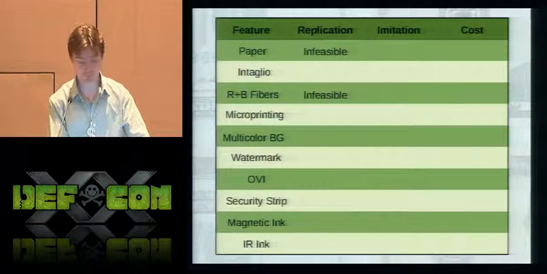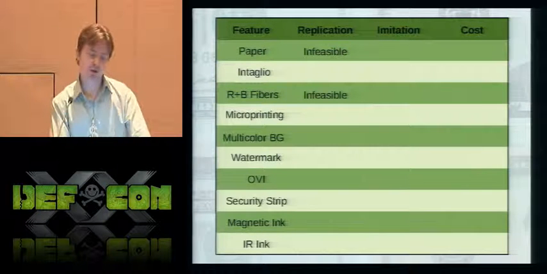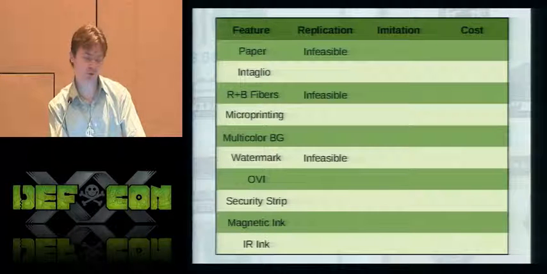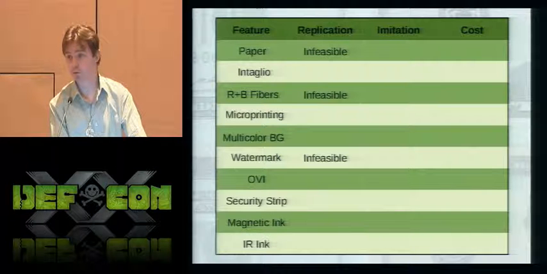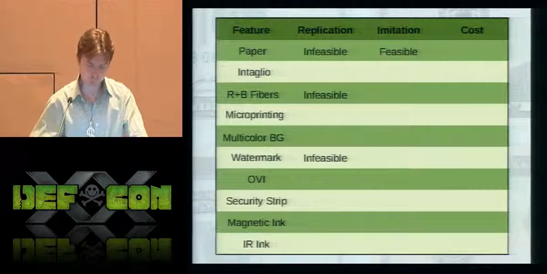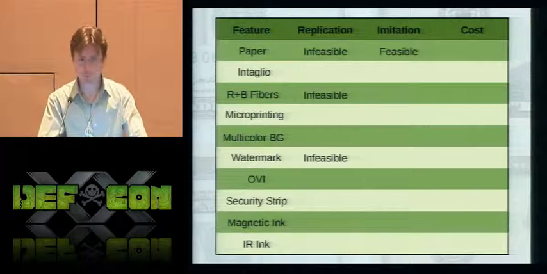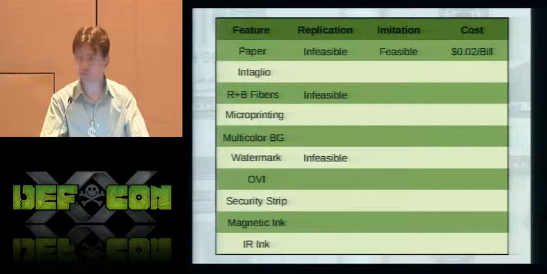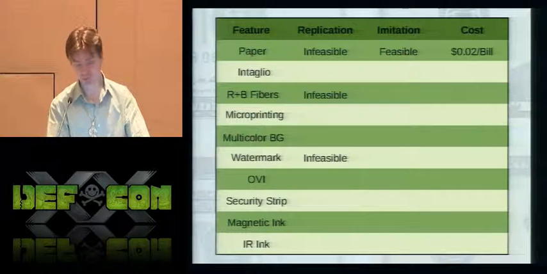Oh yeah, in addition, as far as replication, the other features such as the red and blue fibers and the watermark would also not be replicable, because those are required to be made during the paper manufacturing process. So as it turns out, from millions of counterfeits that have been passed, newsprint is not identifiable as fake by an average person taking a bill in a financial transaction.